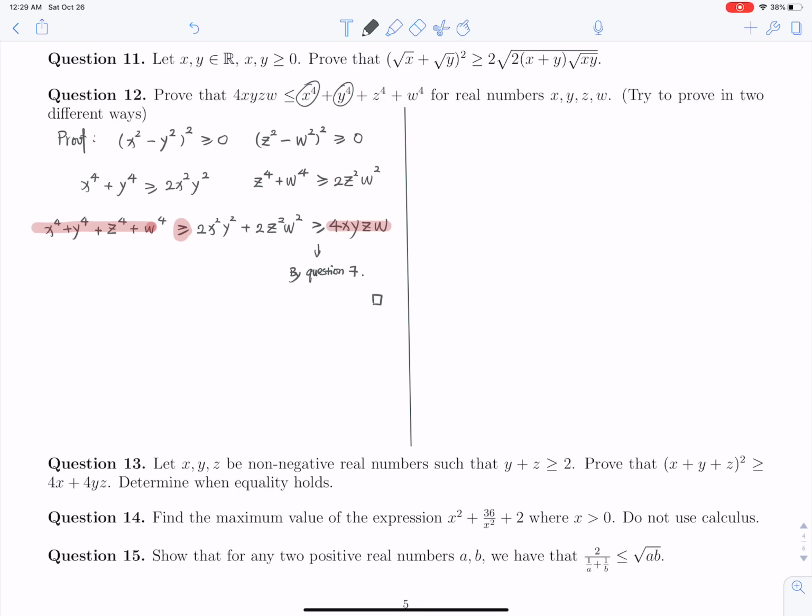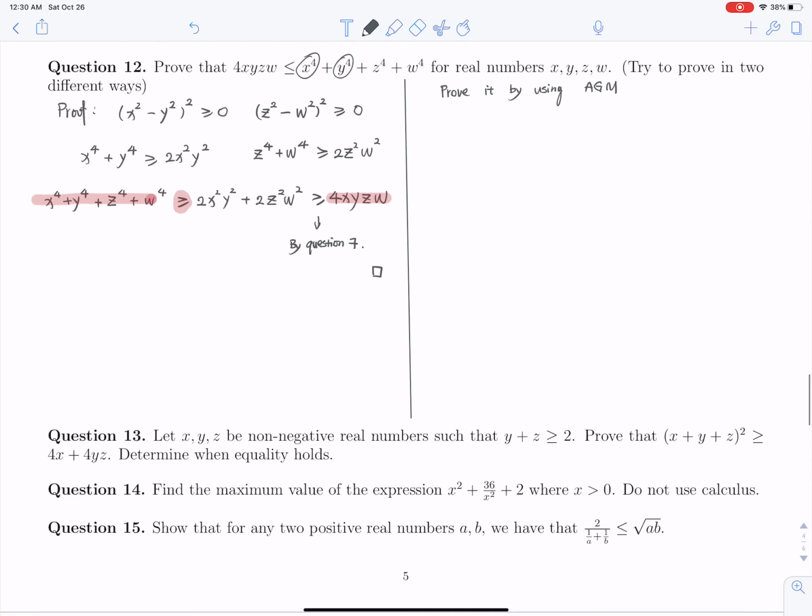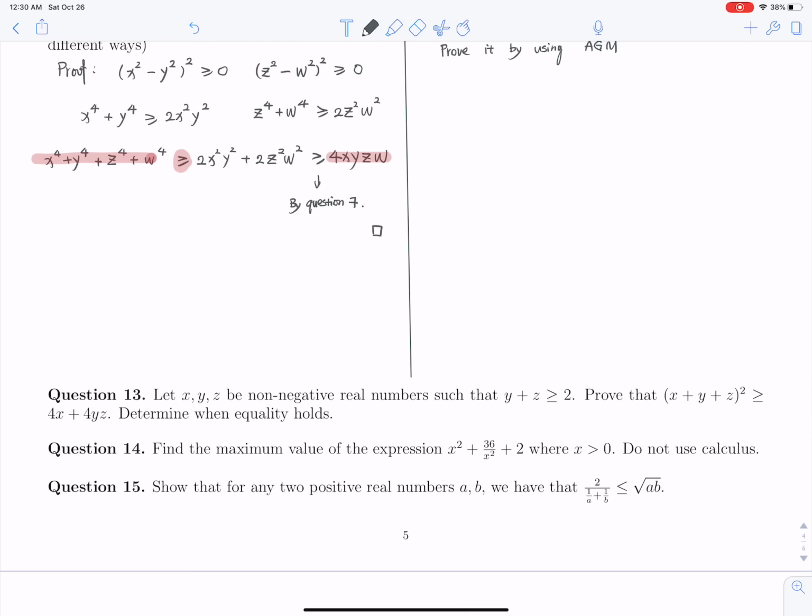Because I'm so tired, I don't want to do the other way. Your homework is to prove it by using AGM, which is exactly the same thing. Okay? I hope every one of you can prove this correctly. But instead of that, I just remind you of something.